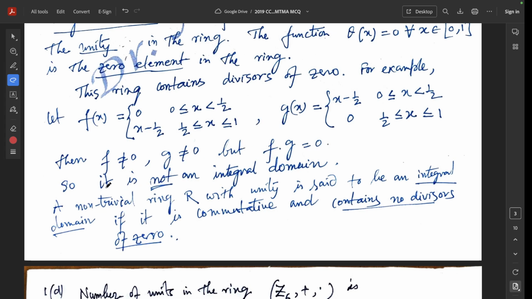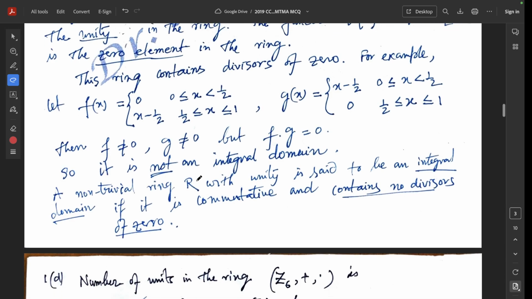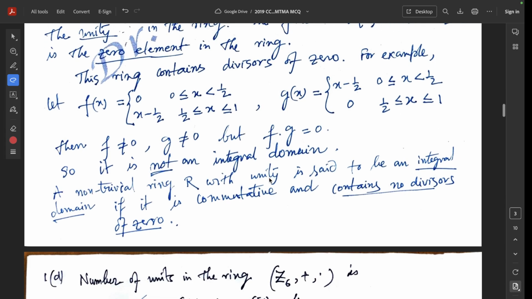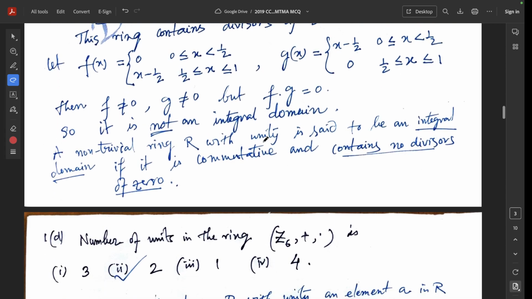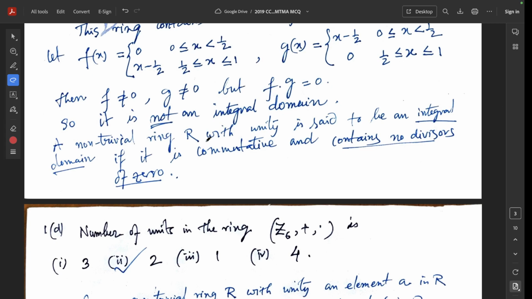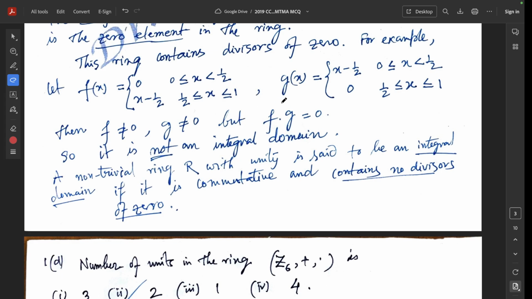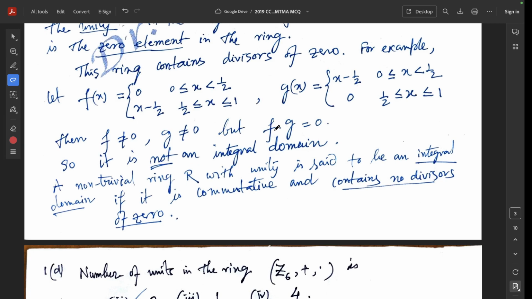So it is not an integral domain. f and g are both not 0, but f dot g equal to 0. So it is not an integral domain, because a non-trivial ring with unity is said to be an integral domain if it is commutative and contains no divisors of 0. But here it contains divisors of 0. Here f and g are divisors of 0.